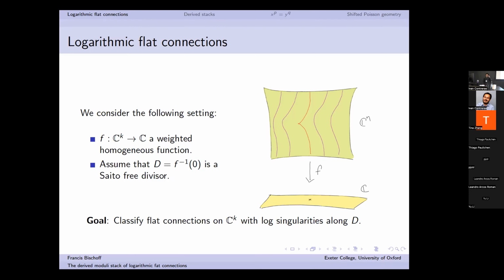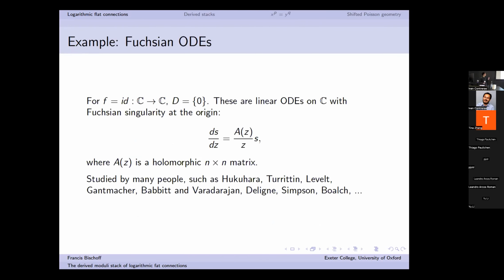Before actually giving a definition, I'll just show you a couple of examples. The simplest example is in dimension 1: if the function is just the identity, then the hypersurface is just a point. And in this case, what we're studying are linear ordinary differential equations on the complex plane that have a Fuchsian singularity at the origin. So they're ODEs of this form.